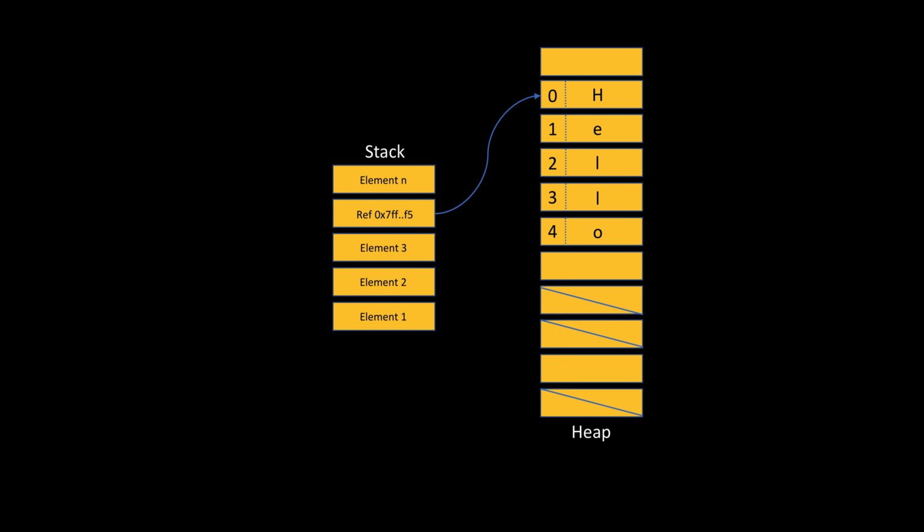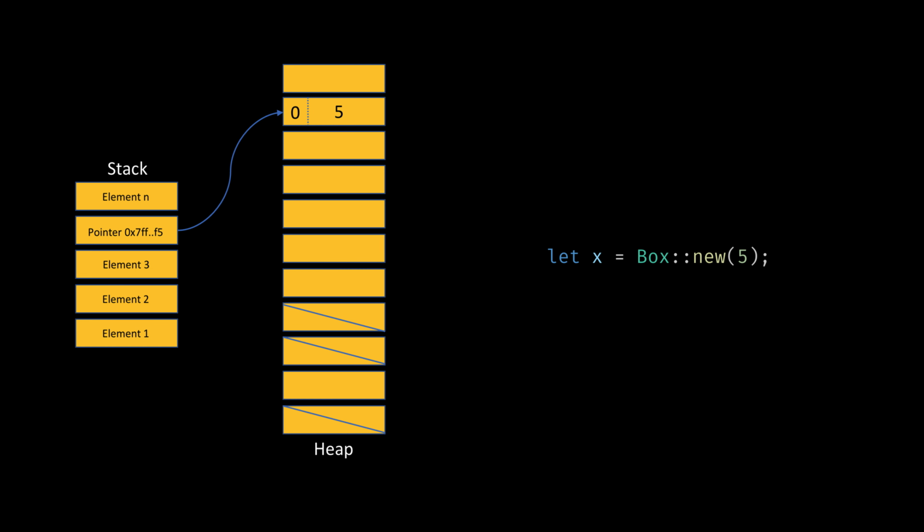There are 4 types that can be used to allocate values to the heap in Rust: Box, Rc, Arc, and Vec. Here, the value 5 is being allocated on the heap using the Box type, which is a smart pointer that will automatically deallocate the memory when it goes out of scope.